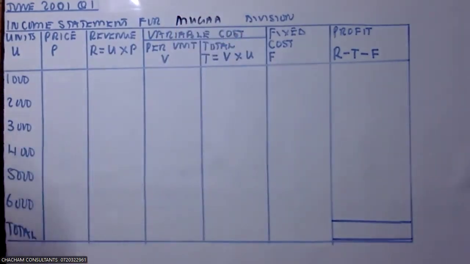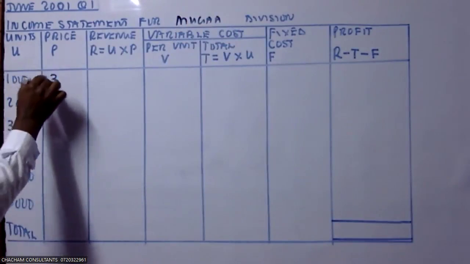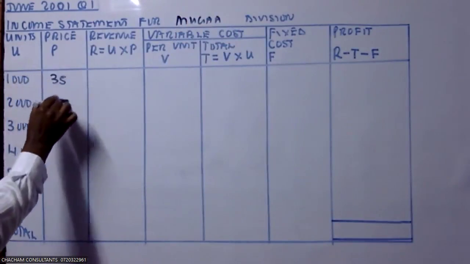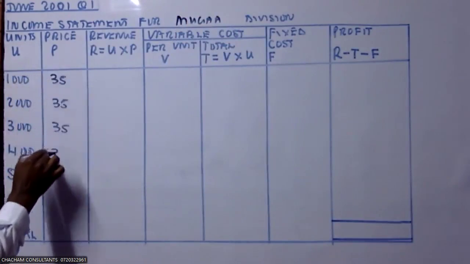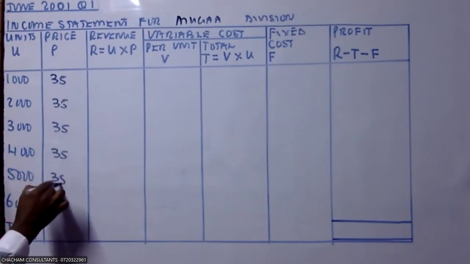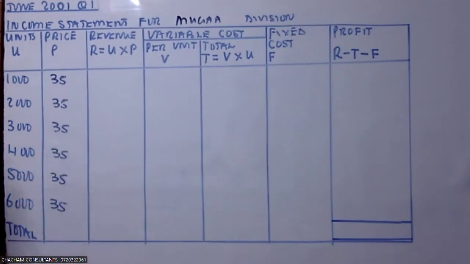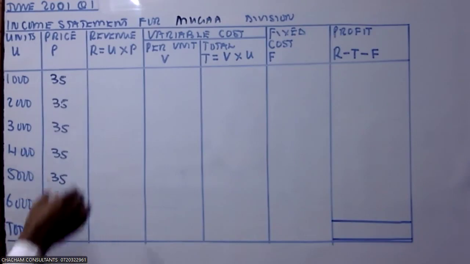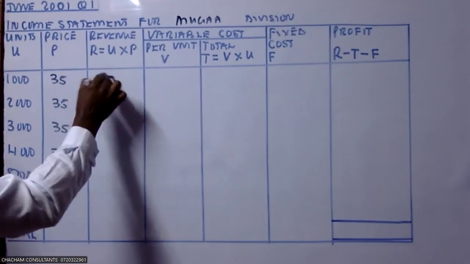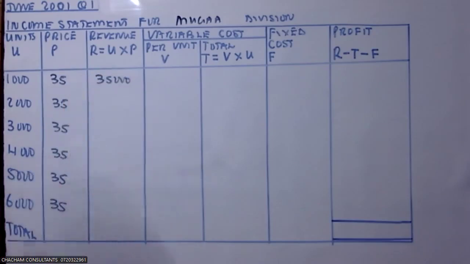So the transfer price is 35. So utaweka 35 kila mahali hapa. 35, 35, 35, and 35. So revenue hiyo utatafuta, like now this will be 35,000. That one you'll just later.